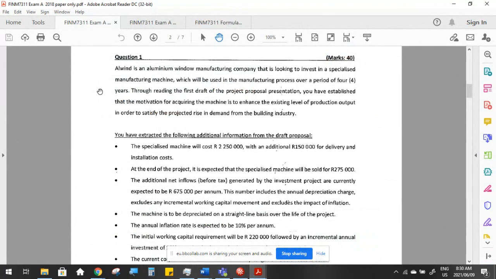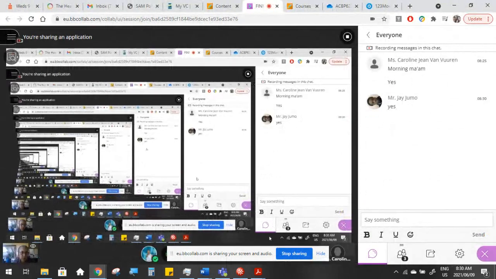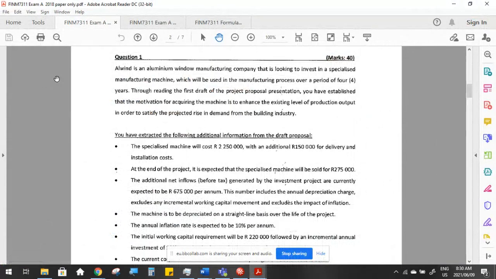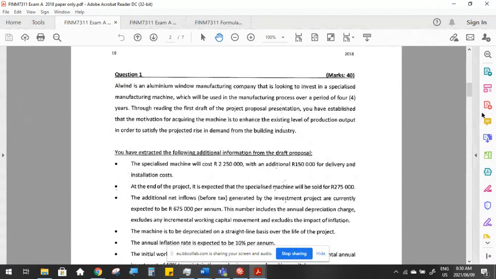Can you guys see the exam paper clearly on the screen? Can you see my screen and read the exam paper clearly? Okay, perfect. Then I can work here. All right. Okay, so this was a 2018 paper.